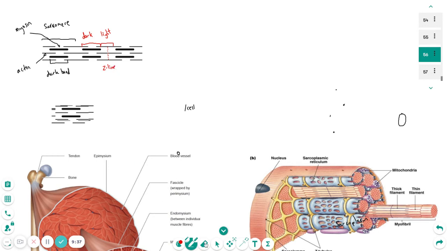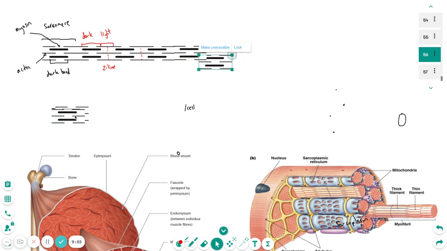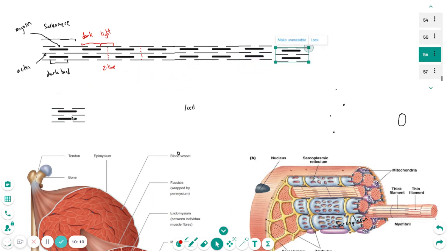So let's put some more sarcomeres together. There's another one. So that would be another Z line there as well. Let's do some more. So I'm building one big myofibril. And a myofibril is just one of those pencils making up the muscle fiber. There we go. So this will be as long as the muscle fiber itself.